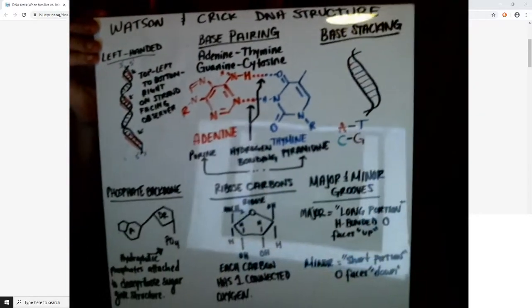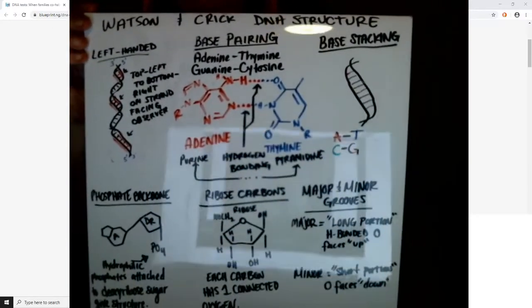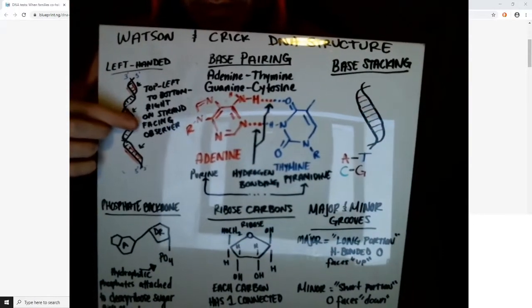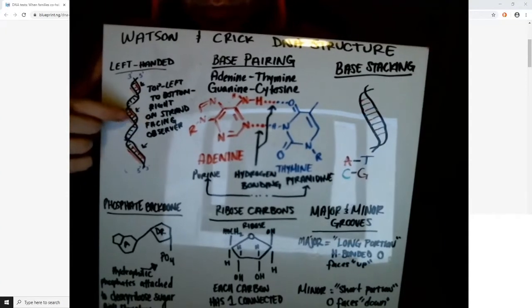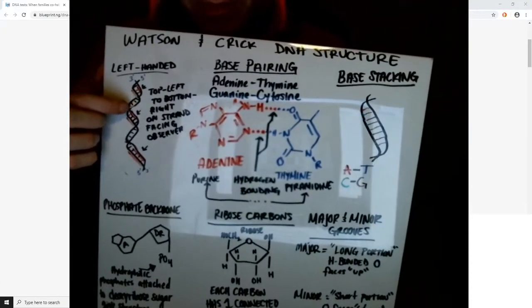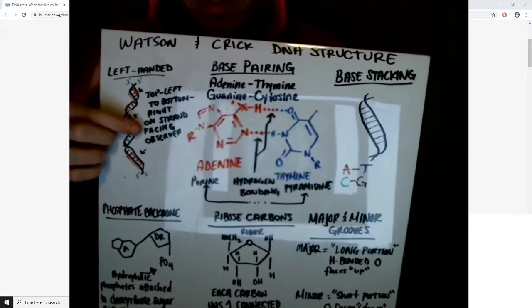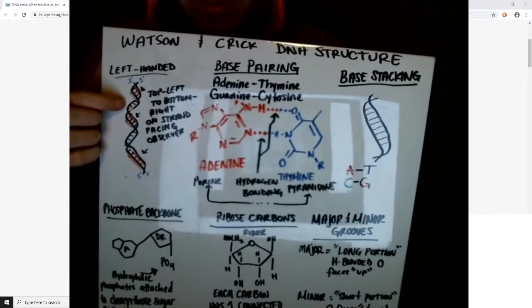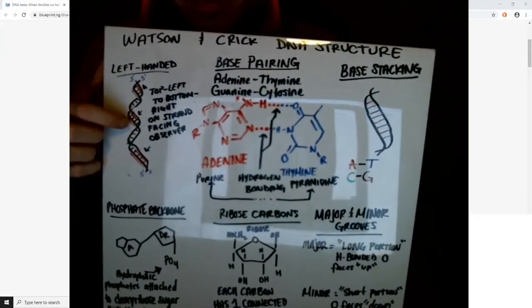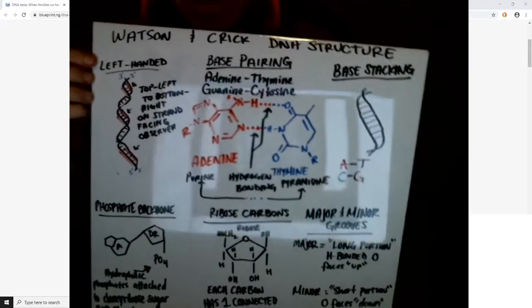This is my demo of Watson and Crick's DNA structure. The left-handedness of DNA is visible by the top left to bottom right direction of the long strands of DNA, or where the phosphate backbone is facing you while you are looking at the DNA. If it is moving from the top left to the bottom right, it is left-handed. If we're moving from the bottom left to the top right, it would be right-handed.